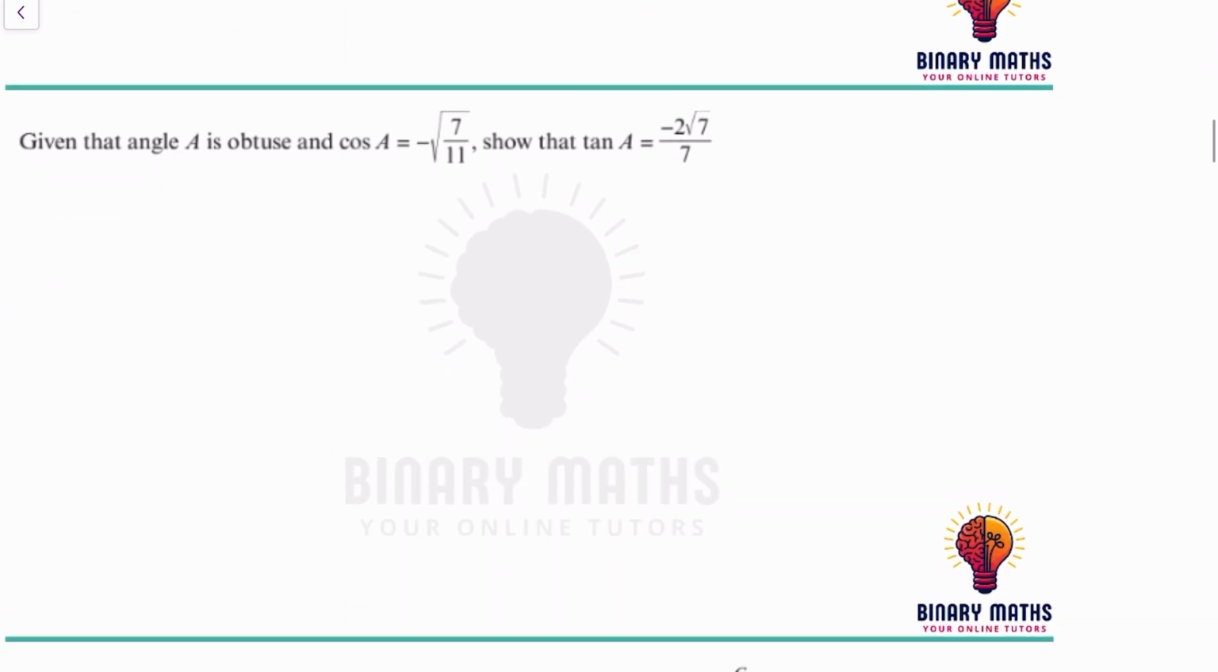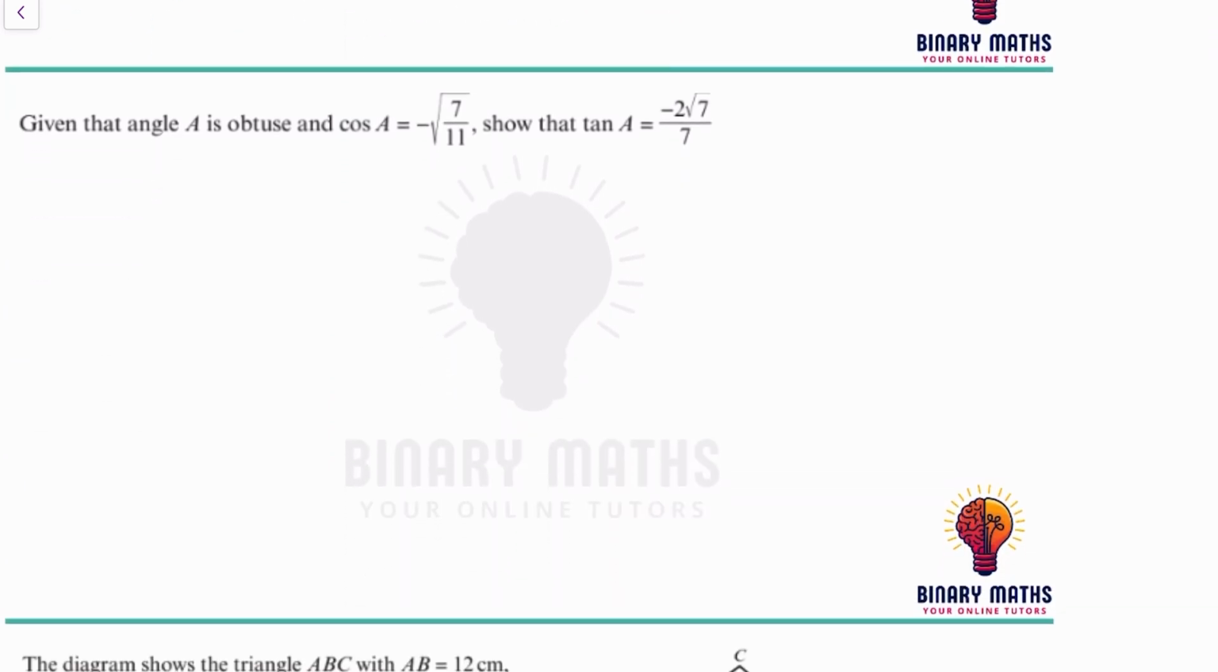Okay, next example. Given the angle A is obtuse and cos A is equal to negative root 7 over 11, show that tan A is equal to negative 2 root 7 over 7. So that means, again, I'm going to draw my quadrants in. It's obtuse, means it's in the second quadrant. So A, S, T, C. So it's the S we're looking at. So in this quadrant, I know sine is positive, cosine is negative, tan is negative.